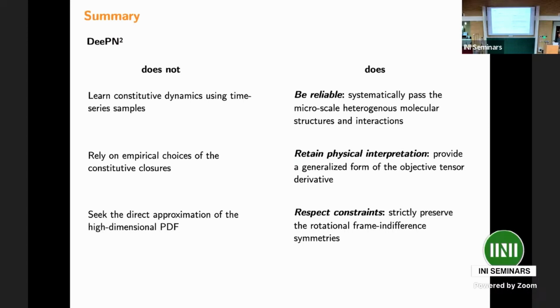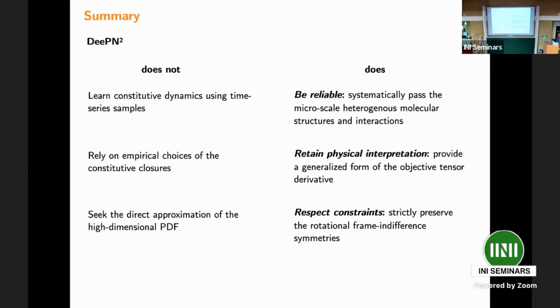Okay, as a summary, we have machine learning models. I want to emphasize that we do not really utilize the time series samples to construct the models. I think that's something very common nowadays in the machine learning community, using the time series to fit the dynamics, but here we use the governing principles, so we just use discrete samples. And also I want to mention that we can avoid the direct approximation of the high dimensional PDF because it's a numerical challenge.